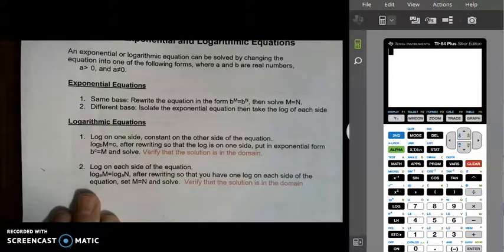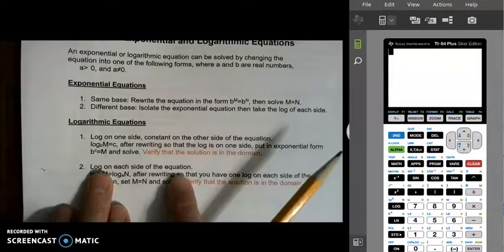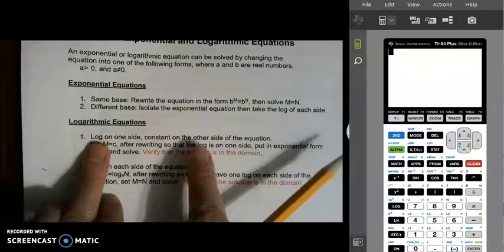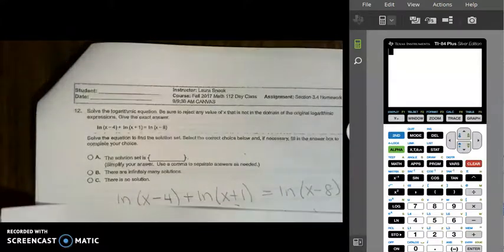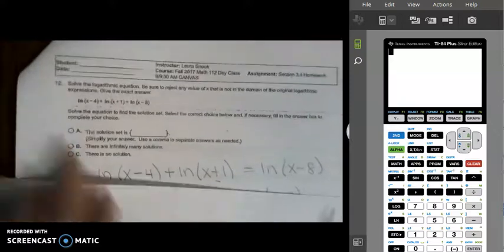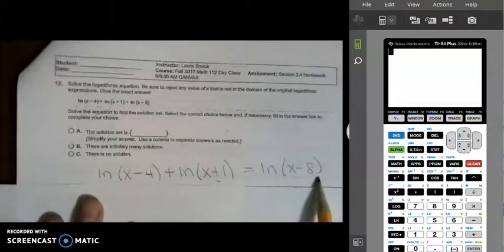So let's do an example of that. Again, you should have a log on each side of the equation for this one, compared to this one, where you have a log equal to a constant. Okay, so here's our example. This is one of the homework problems, number 12. I have logs on both sides.